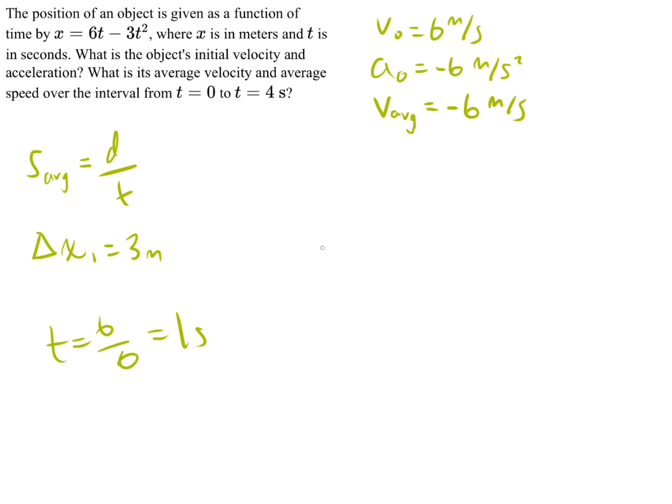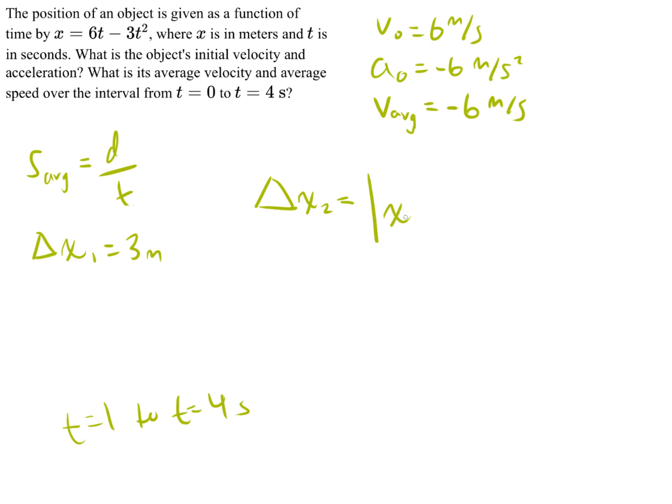And then we need to calculate the distance it travels after the turning point. So it is simply from t equals 1 second to t equals 4 seconds. And that is after the turning point. And then we just apply the same thing again. The distance traveled after the turning point, let's call it change in x2, is simply equal to the absolute value of the position function when time equals 4 minus the position function when time equals 1. And then we just plug everything in.